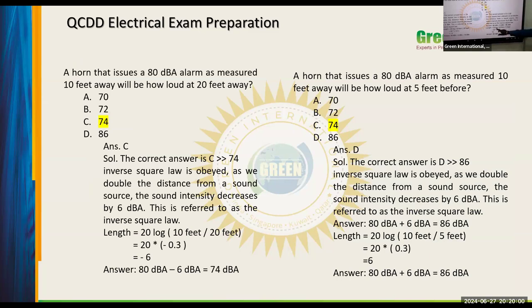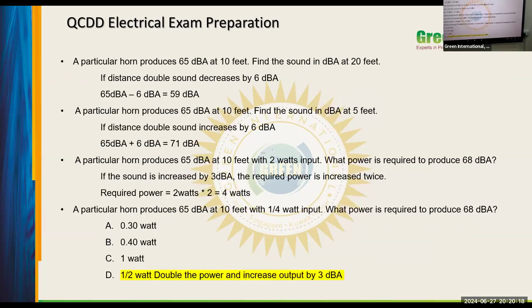So there is no need to use the log formula. Here we see how we arrive at the data, but from an exam point of view, just remember: double the distance, we need to subtract 6 dB. If we come forward, we have to add. We know the logic because if the distance increases, sound decreases. So that's why we need to subtract.